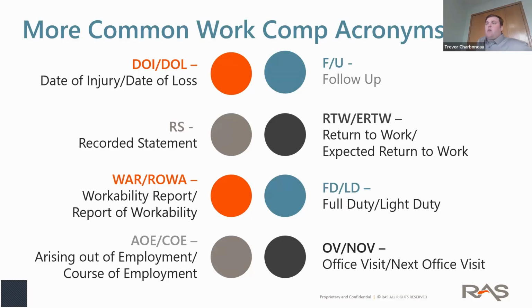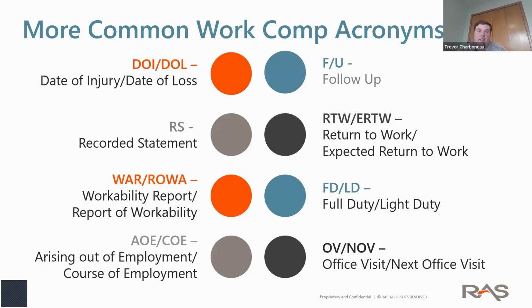The next one is AOE or COE, and these stand for arising out of employment or course of employment. Most likely where you're going to see these type of abbreviations are when we're trying to decide if a claim will be compensable or not. We need to make sure that this injury actually happened within the scope of your employee's employment. And if it doesn't, it may end up being a denied claim, or an accepted claim if it does arise out of their employment.